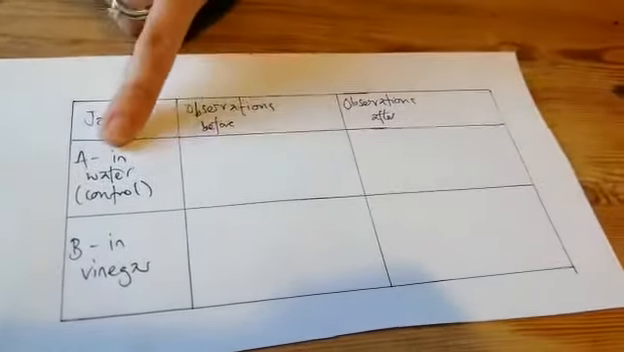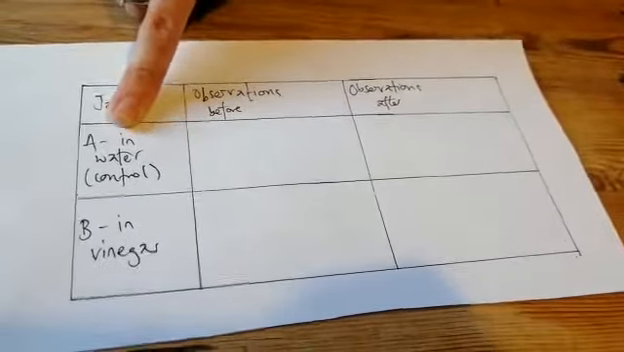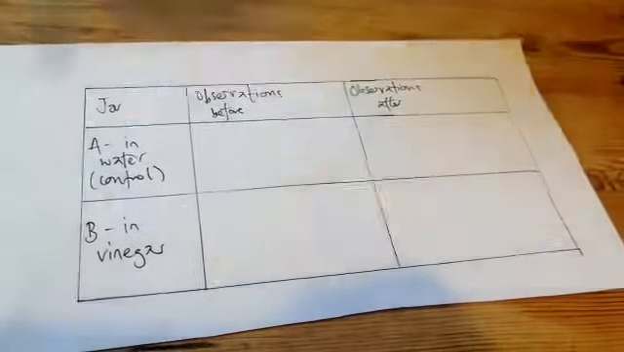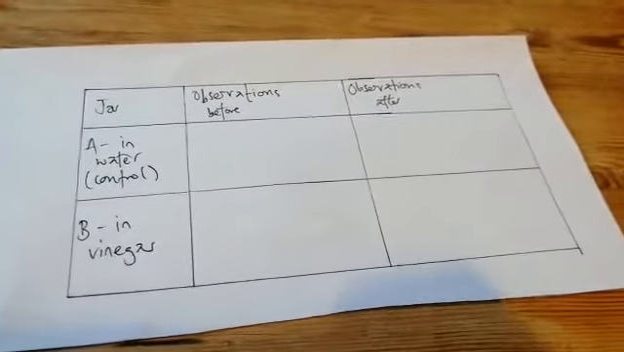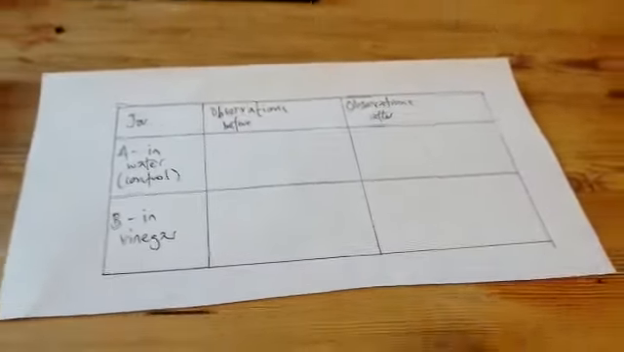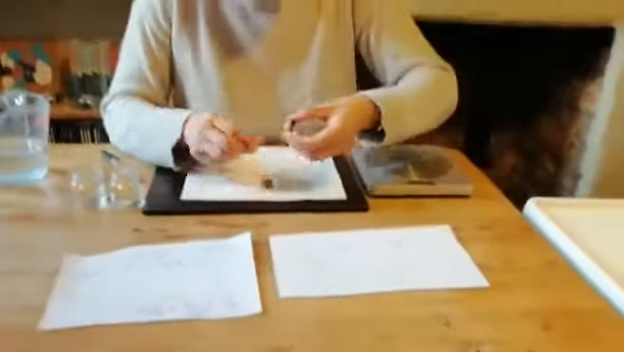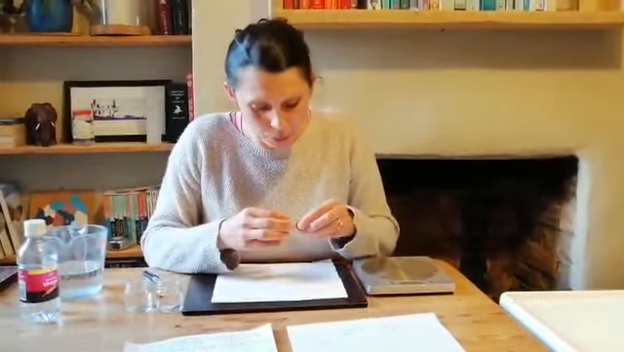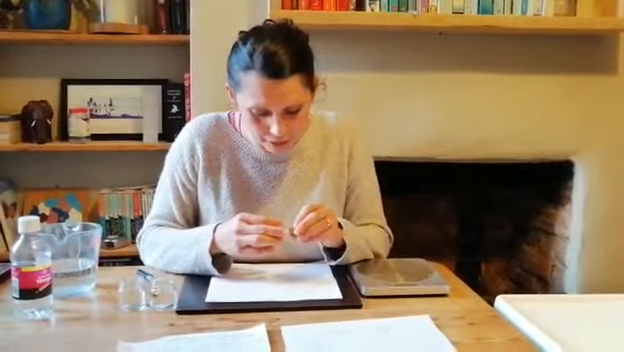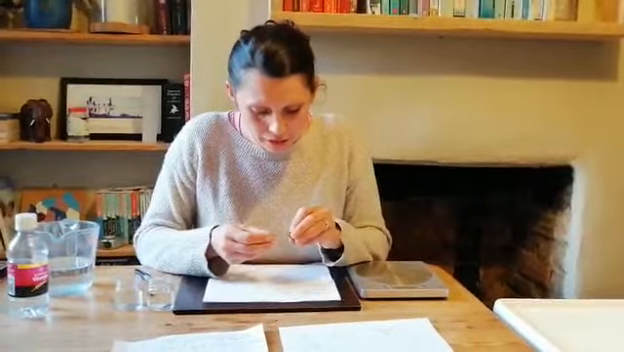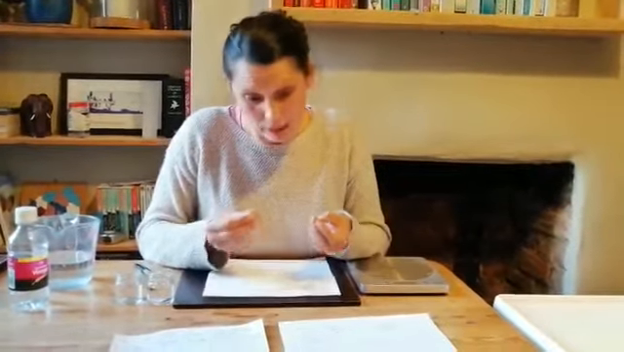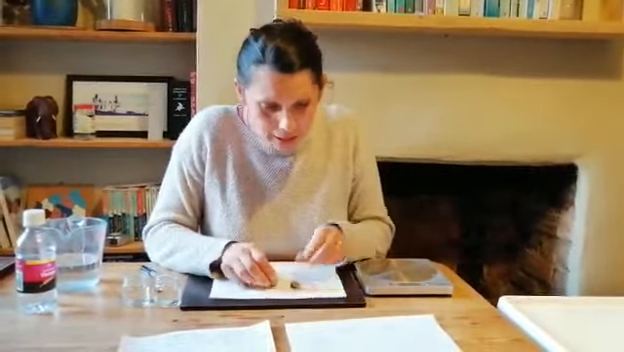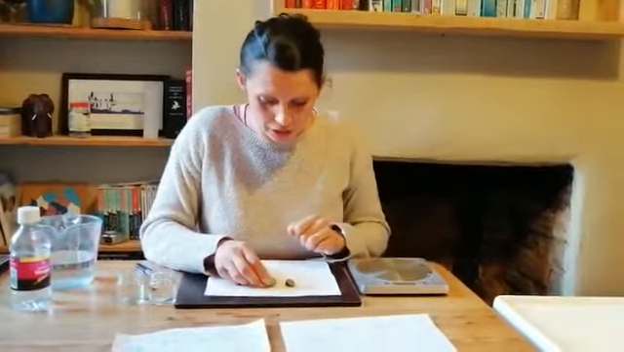I'm going to be putting one of my shells in water. That's going to act as a control. And I'm going to put one in vinegar to see what effect acid has on my shells. In my observations comment, I might just say that they're a little bit hard, they're a bit brittle. I might comment that this one has already got a hole in it. So if this is A, I might write in there that it's got a hole in, and that they feel quite hard, but they're brittle. I'm going to write those observations in.